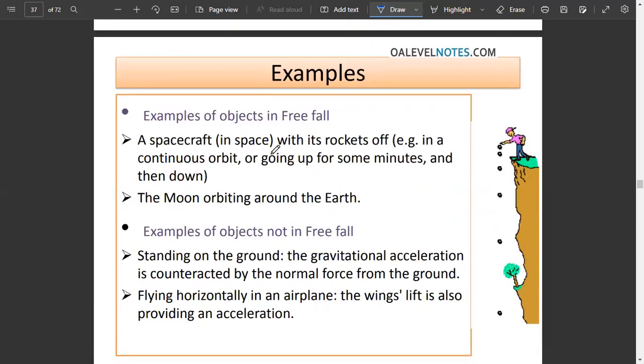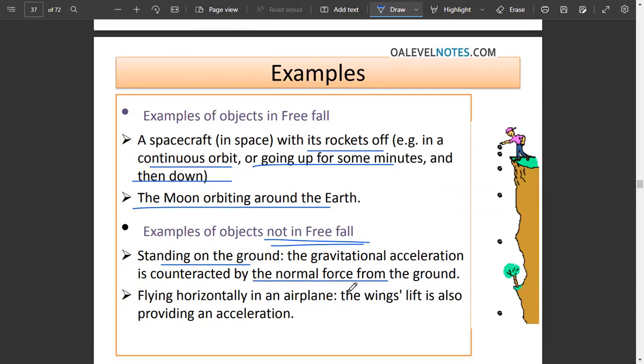If we look at some examples of free fall: a spacecraft in space with its rockets off, for example in a continuous orbit or going up for some minutes and then down, or the moon orbiting around the Earth. Examples of objects not in free fall: for example, standing on the ground, you're not falling. The gravitational acceleration is counteracted by the normal force from the ground.